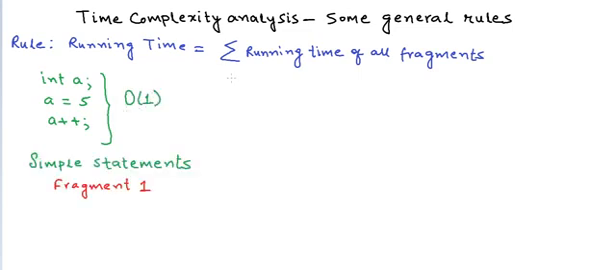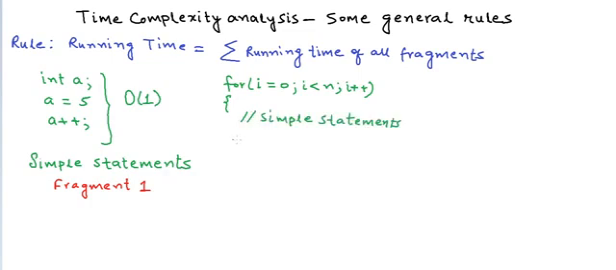Now if we have a loop, say for example, and let's say this is a single loop, and inside the loop we have simple statements and no complex function call or another loop. So the running time of a single loop would be the number of times the loop runs multiplied by the running time of the statements inside.